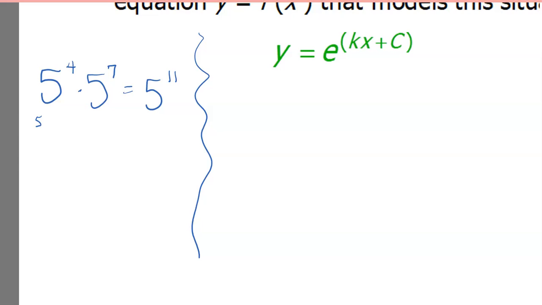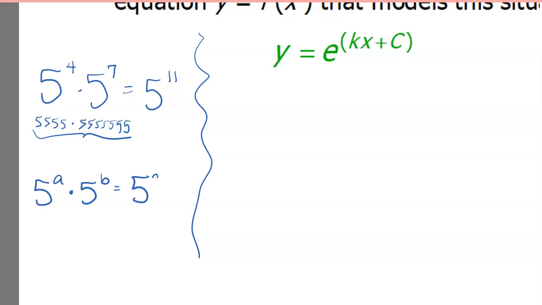Because this means that I have 4 5s multiplied together times 7 things that kind of resemble 5s multiplied together, and so altogether I've got 11. The point of this is to say that if I have 5 to the something times, step ahead of myself, times 5 to the something else, then I can add the exponents. What we're going to do here is that same equation, but kind of in reverse order from what we typically did.